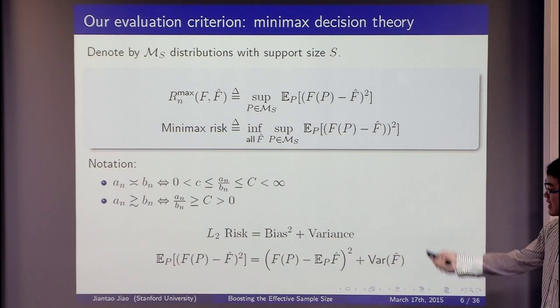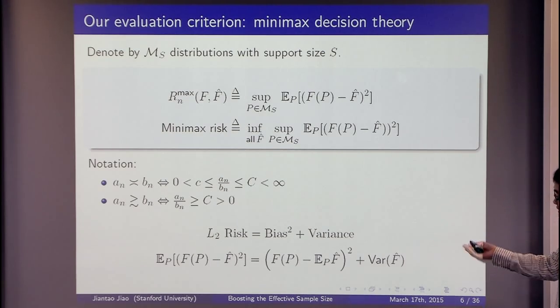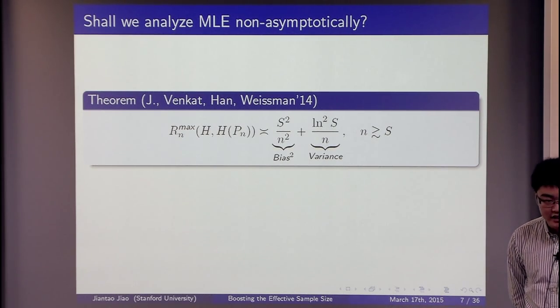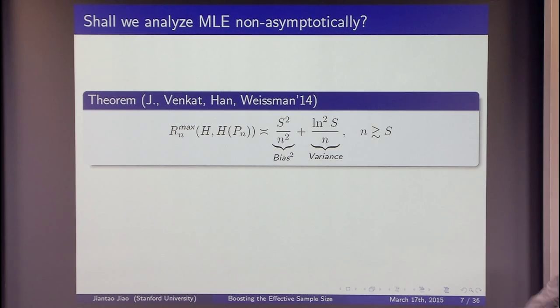In order to analyze the L2 risk, as Yihong suggested, we need to analyze both bias and variance. Now you recall statistics 101. The bias is defined to be the functional minus the expectation of your estimator, and the variance is simply the definition of variance. What about the MLE? We compute non-asymptotically the maximum risk of the MLE in estimating entropy, and there are two terms, as we said, squared bias and variance.